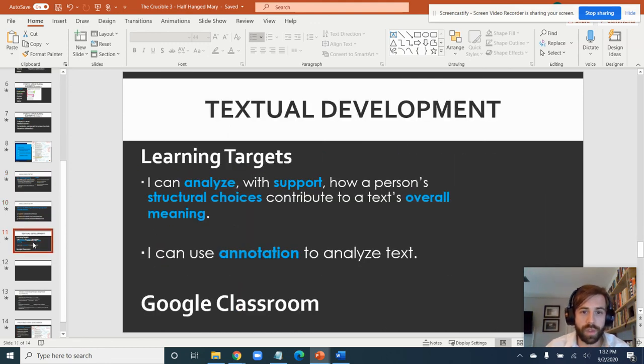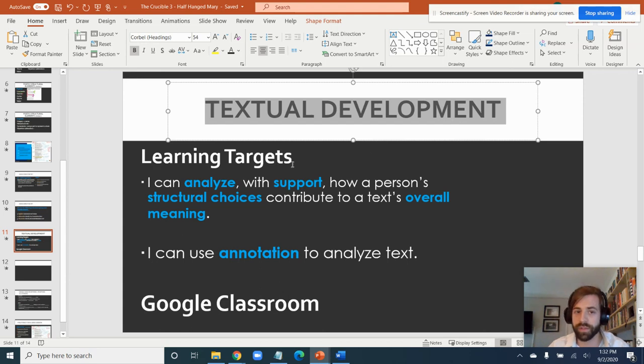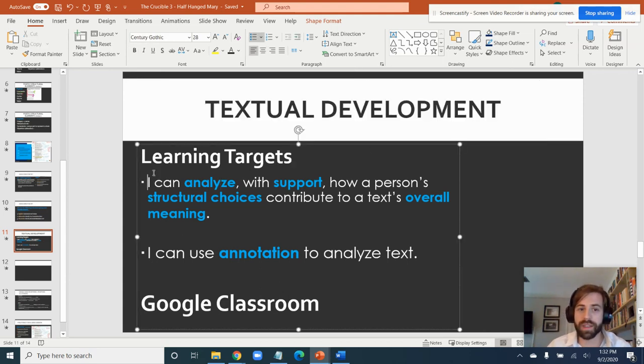All right. So again, just to review our learning targets, here's where we're going with the long-term thing. We are working on analyzing textual development. And what that means is I can analyze, with support, how a person's structural choices contribute to a text's overall meaning. And I'm going to practice that skill of annotation to help me get there.